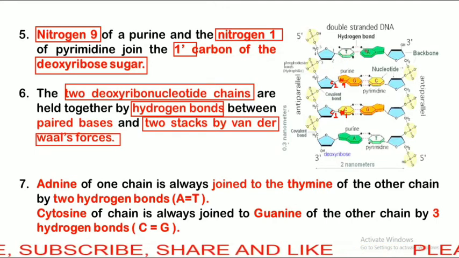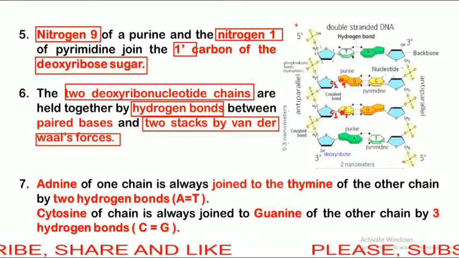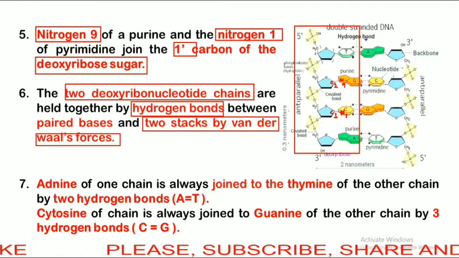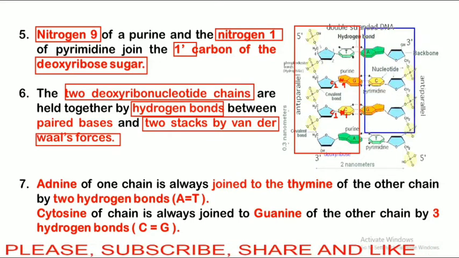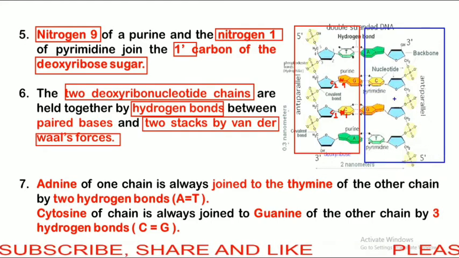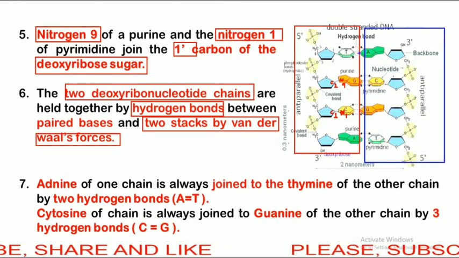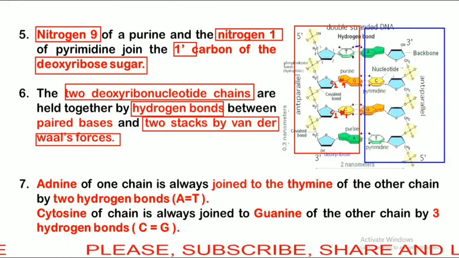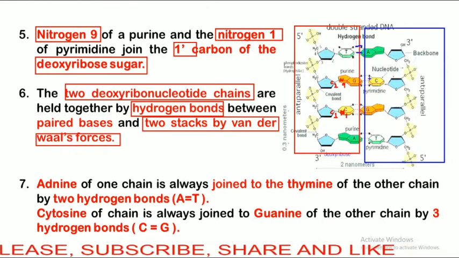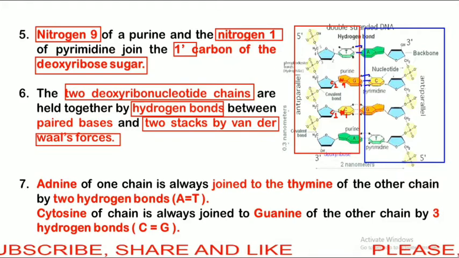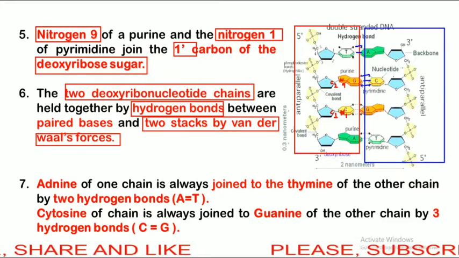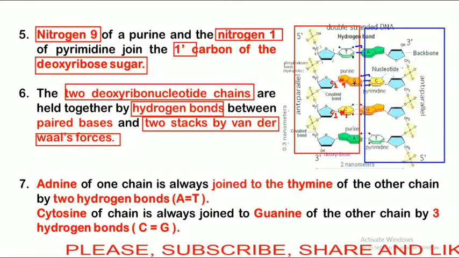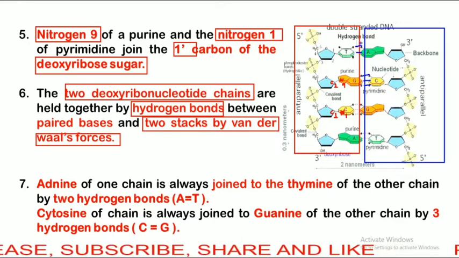Here you can see that this is one strand of DNA and this one is the other strand of DNA. So there are two strands of backbone of the DNA. They are joined together with each other by hydrogen bonds. Here you can see that there are two hydrogen bonds present between adenine and thymine and 3 hydrogen bonds present between cytosine and guanine. So these two backbones of double-stranded DNA are attached with each other with the help of hydrogen bonds.